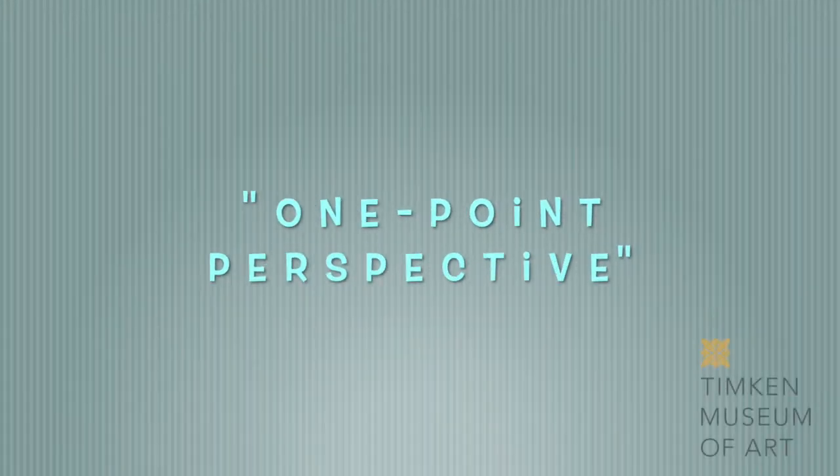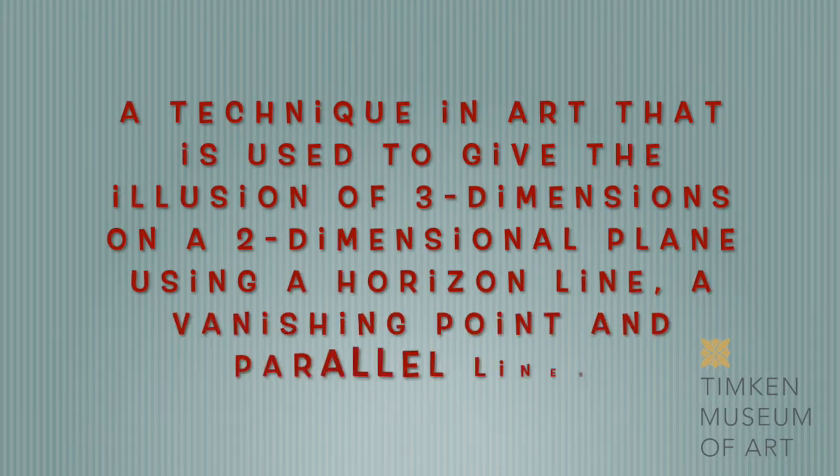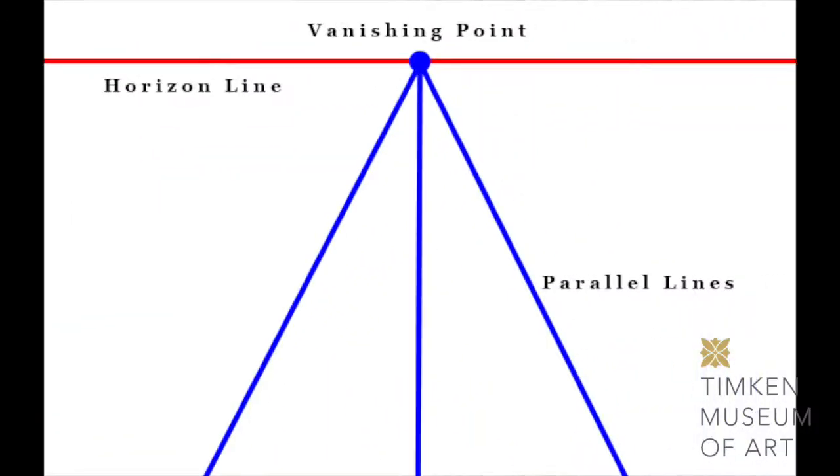Today we're going to be working with one-point perspective. One-point perspective is a technique in art that is used to give the illusion of three dimensions on a two-dimensional plane using a horizontal line, a vanishing point, and parallel lines, as illustrated in this picture.